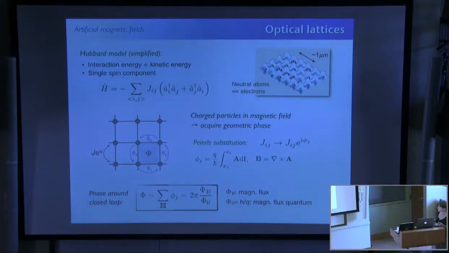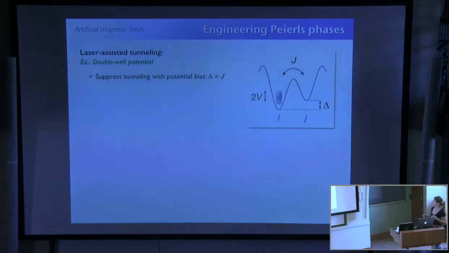So all we need to do in our experiment is essentially to engineer complex hopping matrix elements, which we can then interpret as a magnetic flux that is piercing the unit cell in the lattice. So how can we do that in our lab? I will explain it using a very simplified model, a double-well Hamiltonian. And all the techniques, we have studied several experimental setups, start with the same idea.